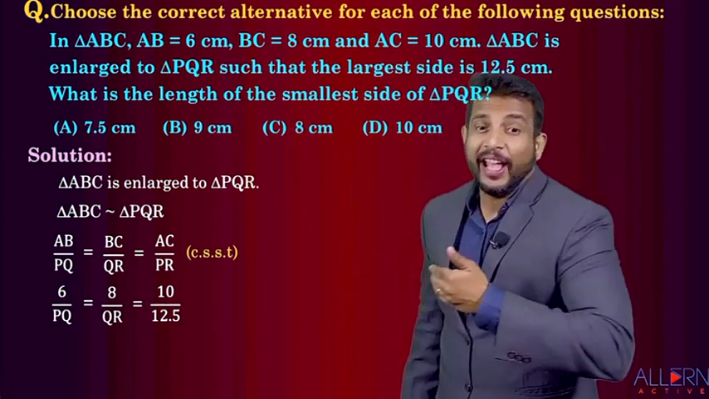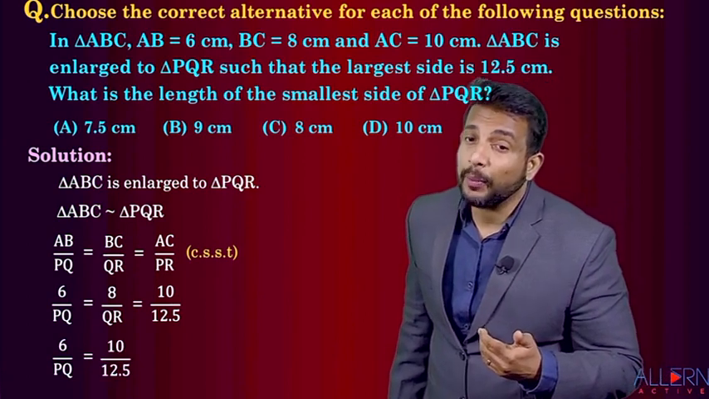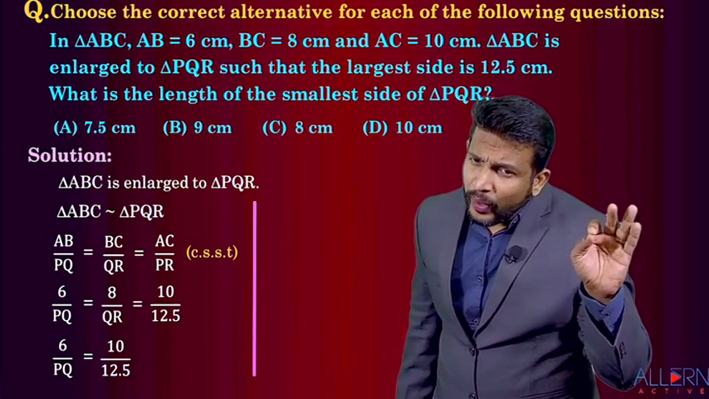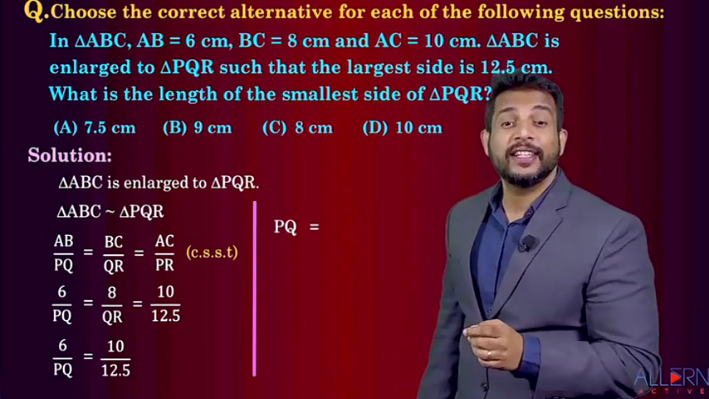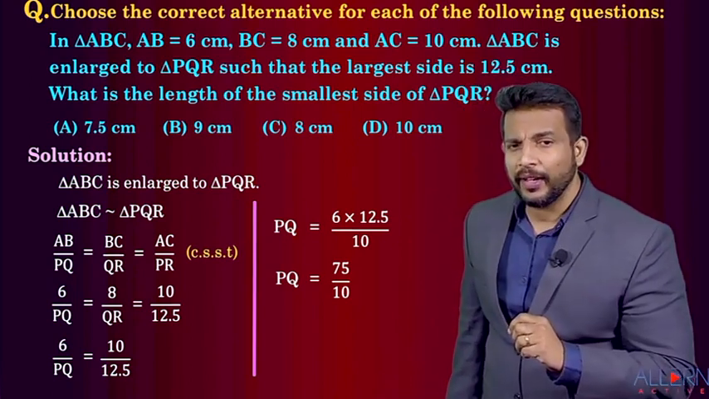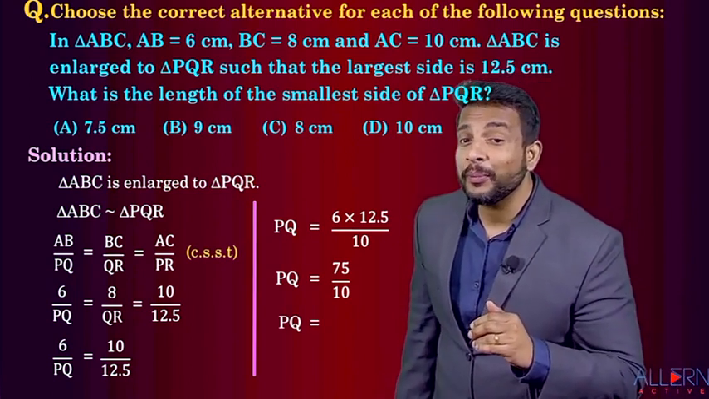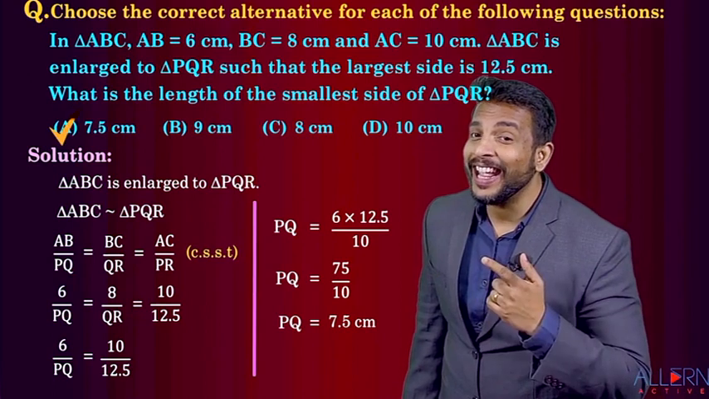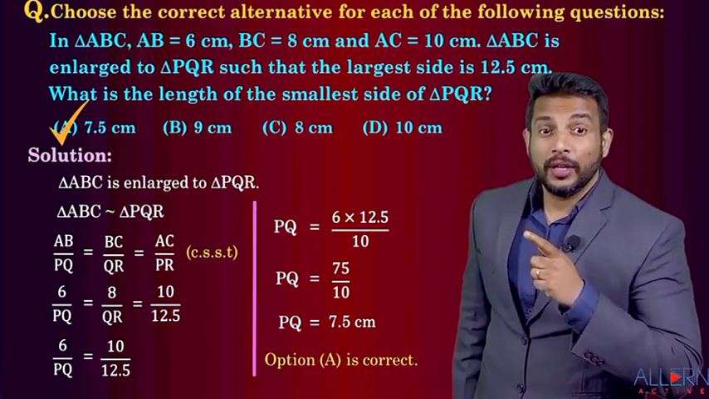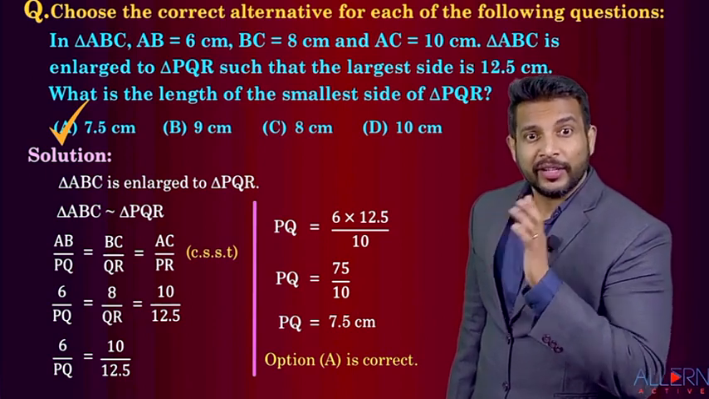Now what we need to find is only the smallest side that we can find, that is PQ. So take the first and the last ratio equal. So we write 6 upon PQ is equal to 10 upon 12.5. That means now keep PQ on one side, take the numbers on the other side. So you'll get 6 into 12.5 upon 10. If you multiply the numerator, you get 75. 75 upon 10 is nothing but 7.5. So which is the correct option? A. And that's the easier one. Very easy, right? Very simple this was. Do the calculation carefully, right?